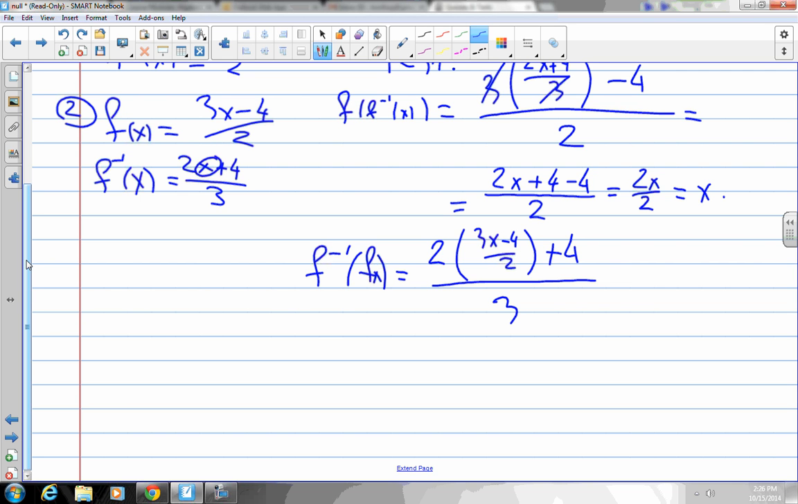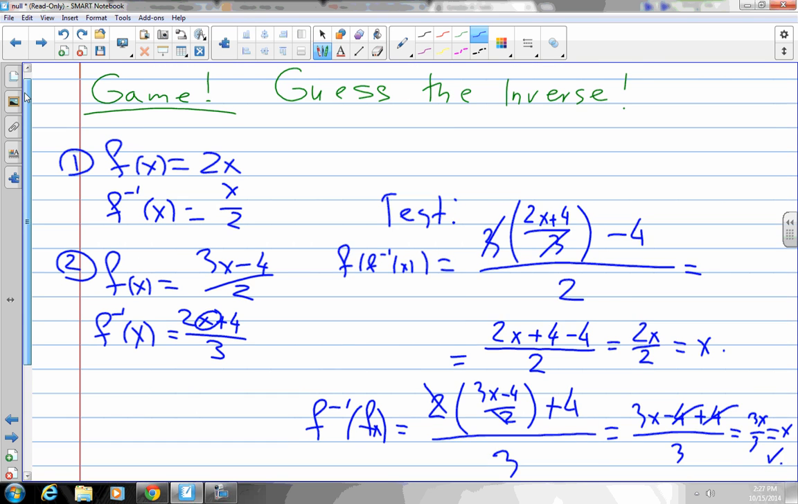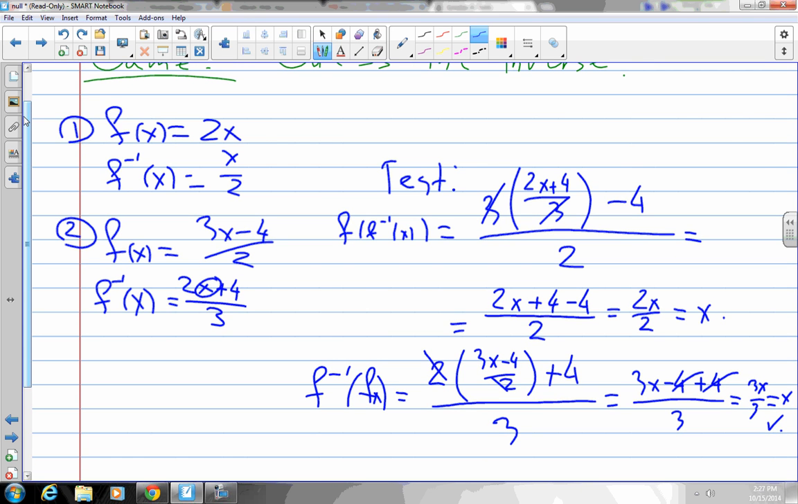So again, following the order of operations, 2's cancel. 3x minus 4 plus 4 over 3. Right? Then 4 minus 4, they cancel. You're down to 3x over 3. And then 3's cancel, x. So our guess was correct. Right? All right, we're kind of winning at this game.